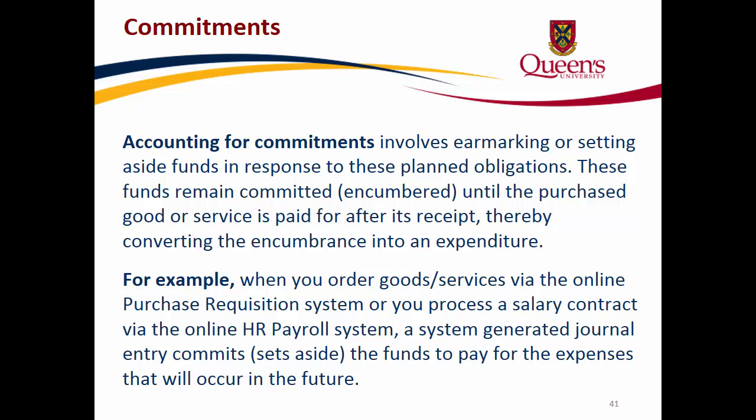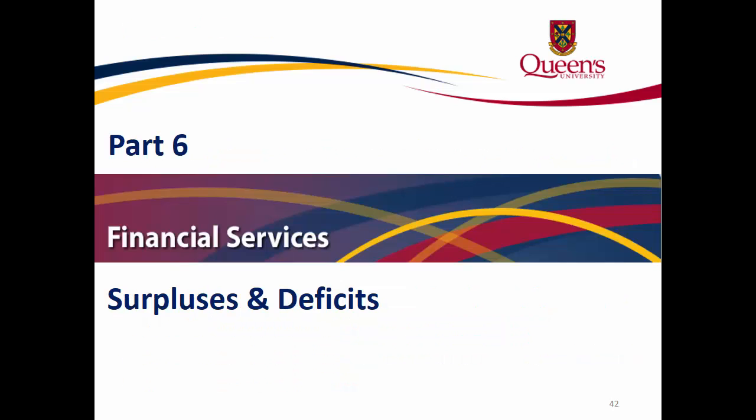For example, when you order goods and services by way of the online purchase requisition system, or you process a salary contract by way of the online HR payroll system, a system-generated journal entry commits or sets aside the funds to pay for the expenses that will occur in the future.